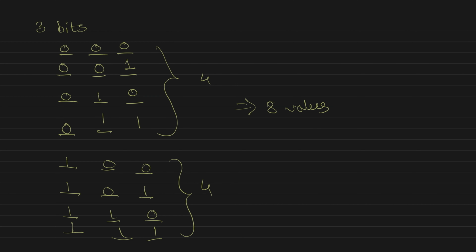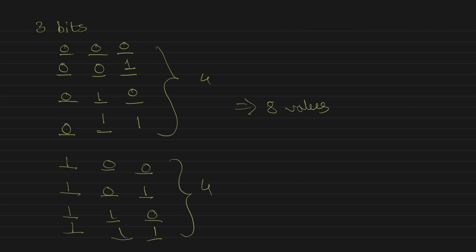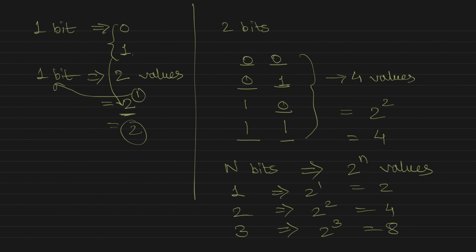Since we have 3 bits, our formula was 2 raised to n, which is 2 raised to 3, which is equal to 8 values or possible combinations. That is how we came up with this generalization. If we have n bits, you can store up to 2 raised to n values or combinations.